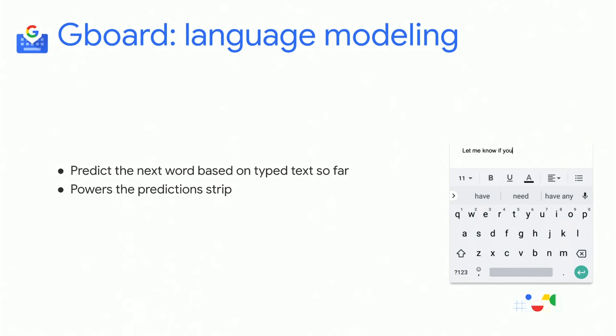Language modeling is one of the most essential models that powers a bunch of Gboard experiences. The key idea in language modeling is to predict the next word based on typed text so far. And this, of course, powers the prediction strip, but it also powers other aspects of the typing experience. Gboard uses the language model also to help understand, as you're tap typing or gesture typing, which words are more likely. The model input, in this case, is the typing sequence so far, and the output is whatever word the user had typed next. That's what we mean by self-labeling. If you take a sequence of text, you can use every prefix of that text to predict the next word.